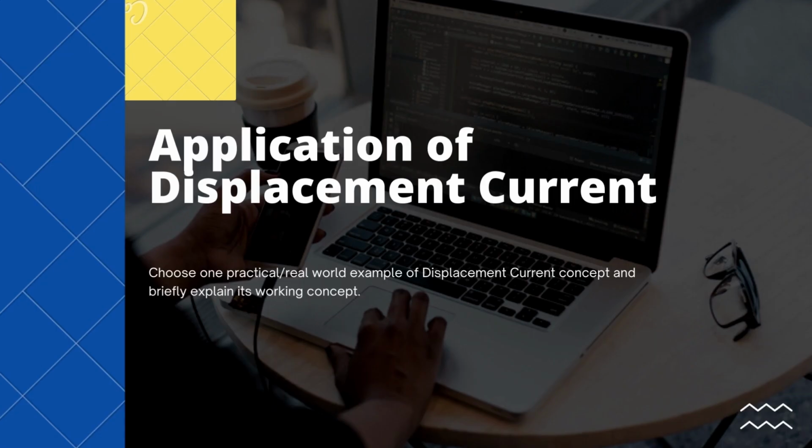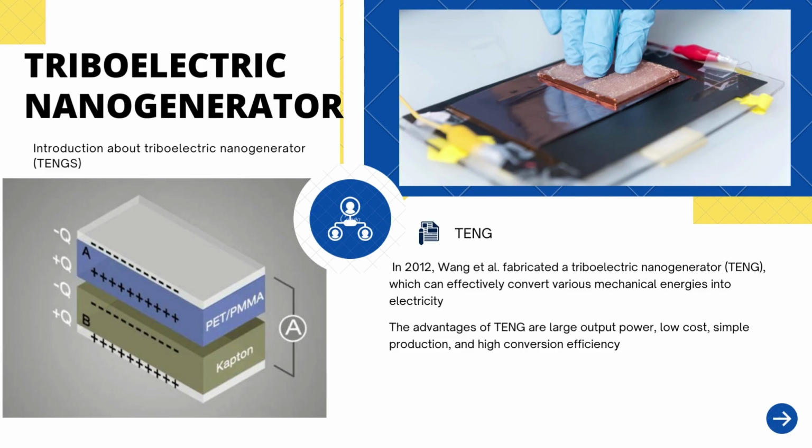After that, I'm going to talk about the application of displacement current. So we are choosing one practical, real-world example of the displacement current concept and briefly explaining its working concept. The example we chose is the triboelectric nanogenerator, and we're going to give a small briefing about it. The triboelectric nanogenerator, also known as TENG, was found in 2012.